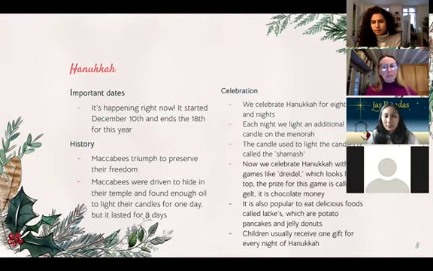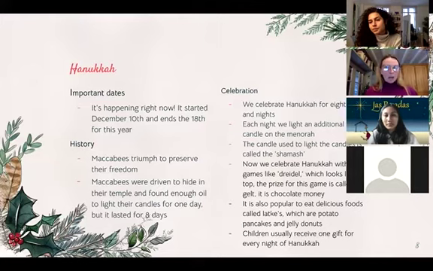Because it lasted for 8 days, we celebrate Hanukkah for 8 days and 8 nights. Each night, we light an additional candle on the menorah, which I showed you on the page before. And as I mentioned, the candle used to light each additional candle on the menorah is called the shamash.